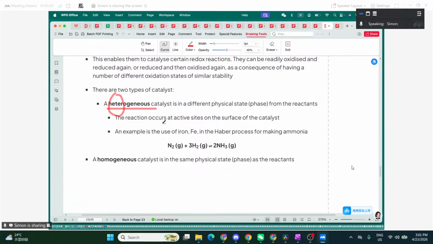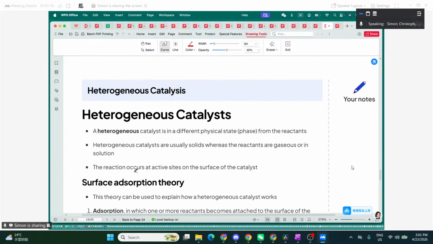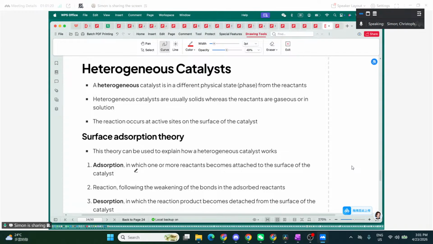Then what is homo? Homo is the same, the same state as the reactant, right? And the heterogeneous catalyst is in a different physical state from the reactant. Heterogeneous catalysts are usually solids.